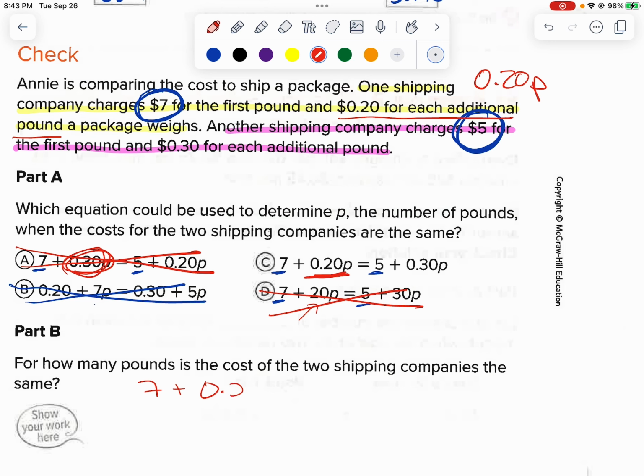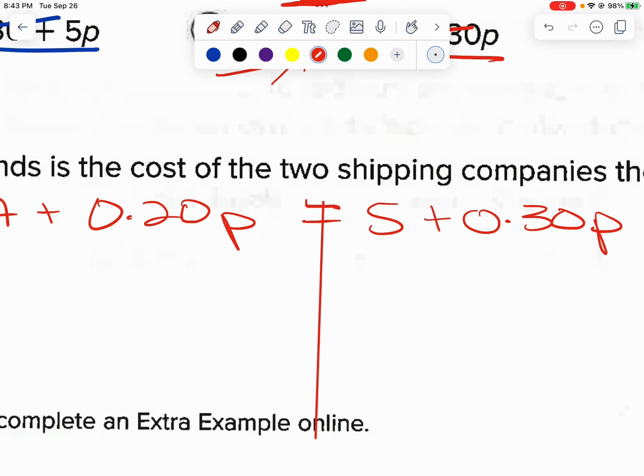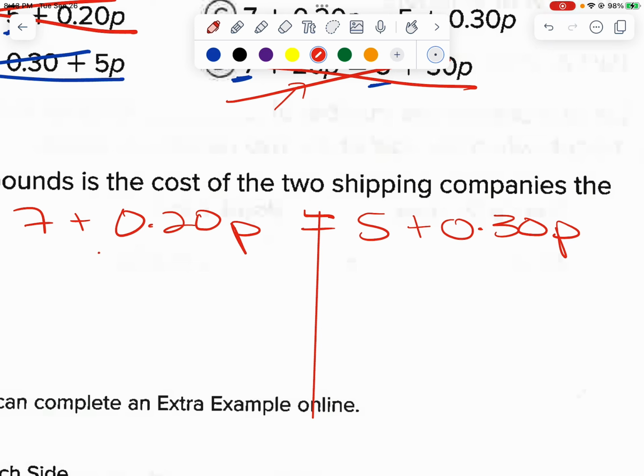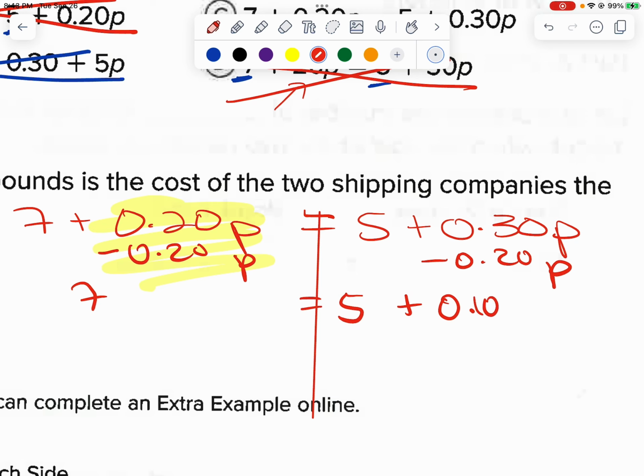So 7 plus 0.20p equals 5 plus 0.30p. So I need to solve this. Now I'm going to use the smaller one to move over. I kind of like doing it in yellow, it's easier to see. Okay, so then I'm going to bring the 7 straight down, bring the 5 straight down. When I subtract these, I get 10 cents per pound.